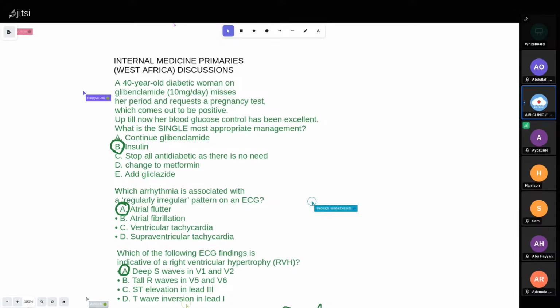So which ECG finding is characteristic of atrial fibrillation? Option A is P waves with variable morphology. Option B is regularly spaced QRS complexes. Option C is absent P waves. Option D is wide QRS complex. So which of them is characteristic of atrial fibrillation?